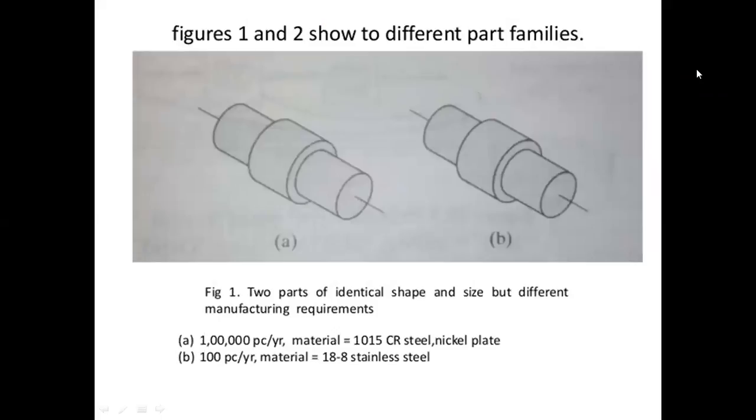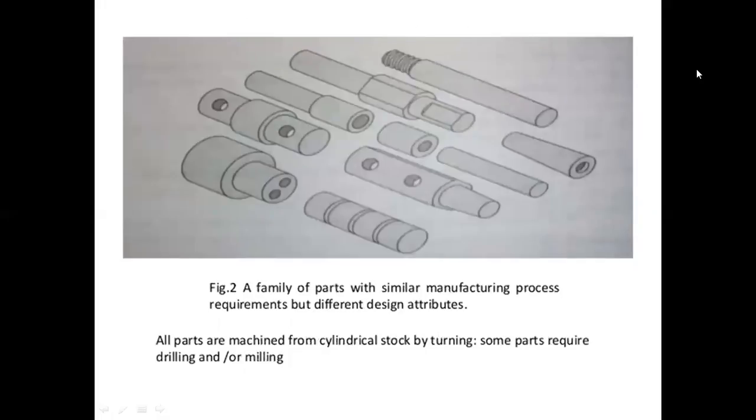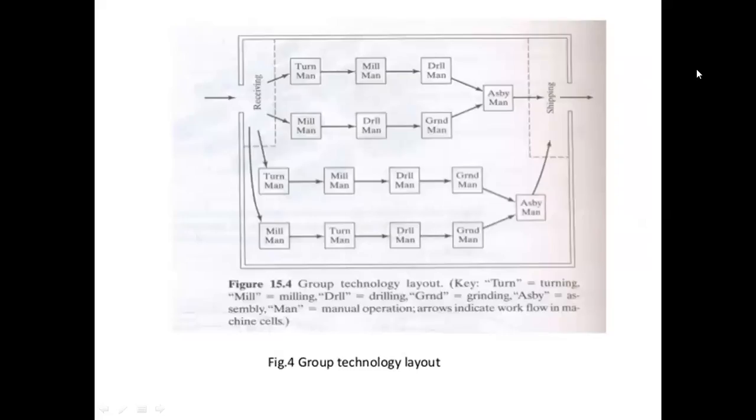Coming to the next one, you can see here I'm telling you two different things. The first is two parts of identical shape and size, but different manufacturing requirements. You can see the first one has a different kind of metal, and the second one also has a different kind of metal. So this we call one kind of part family. And even though you have different dimensions and sizes, your manufacturing process is similar. So this also we can consider as another kind of part family.